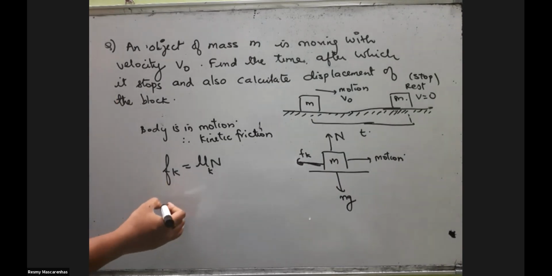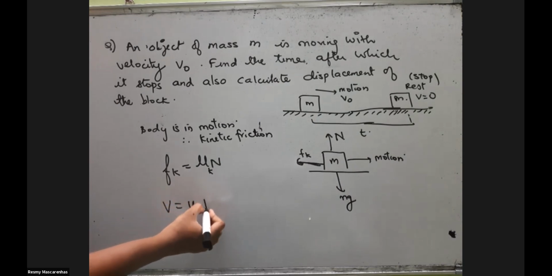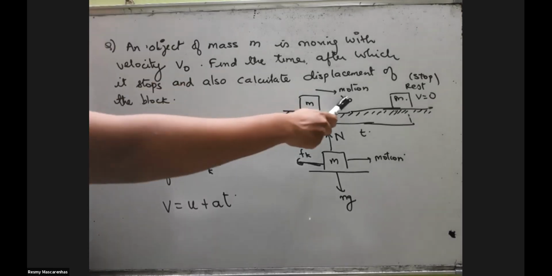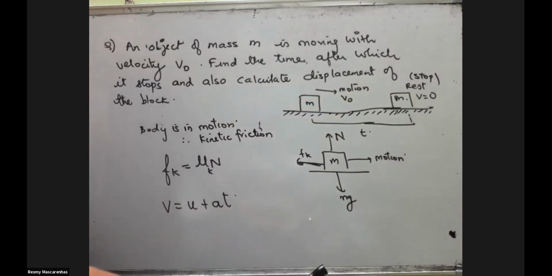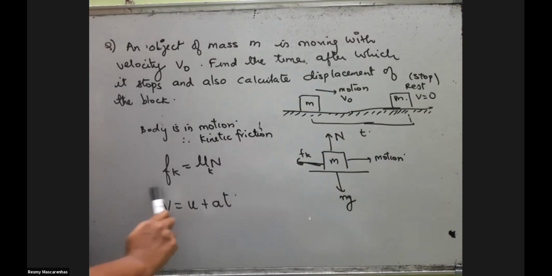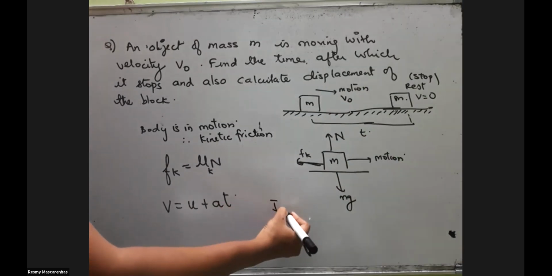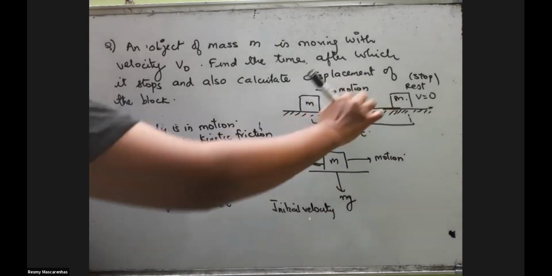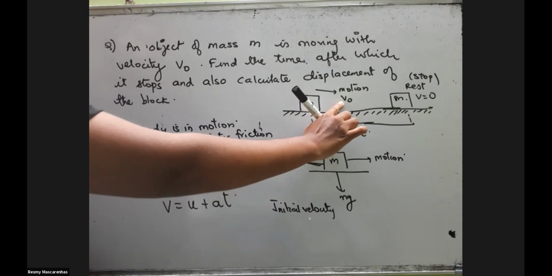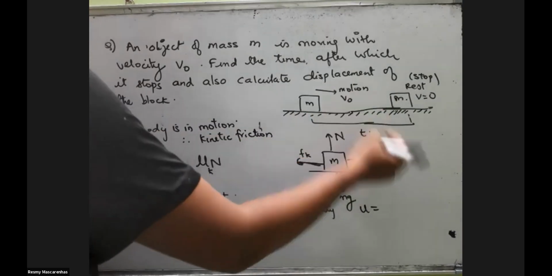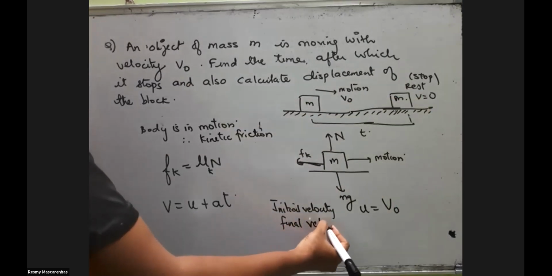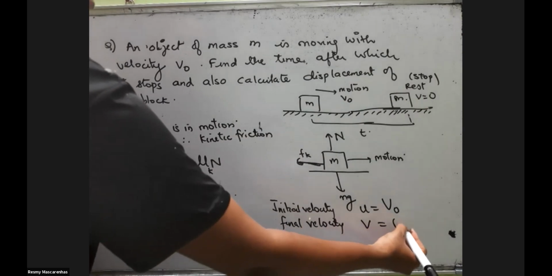For time, we know this kinematic equation, v equals u plus a t. What all has been given? My initial velocity is given, final velocity I know, and this is time. So I can use this formula. Initial velocity means when the body is moving, so right now it is moving with initial velocity. So u is given to me as v naught. Final velocity v will be 0.